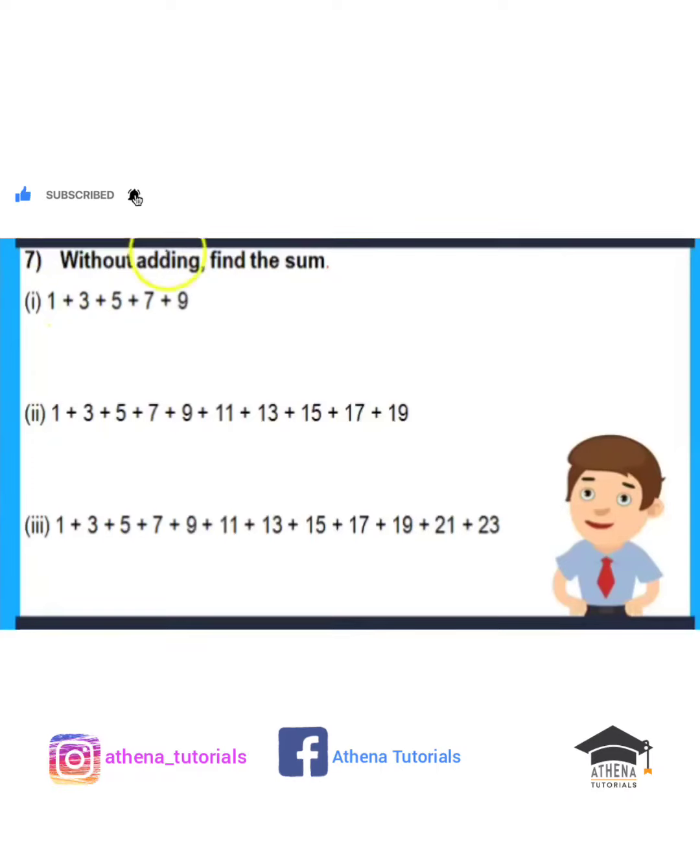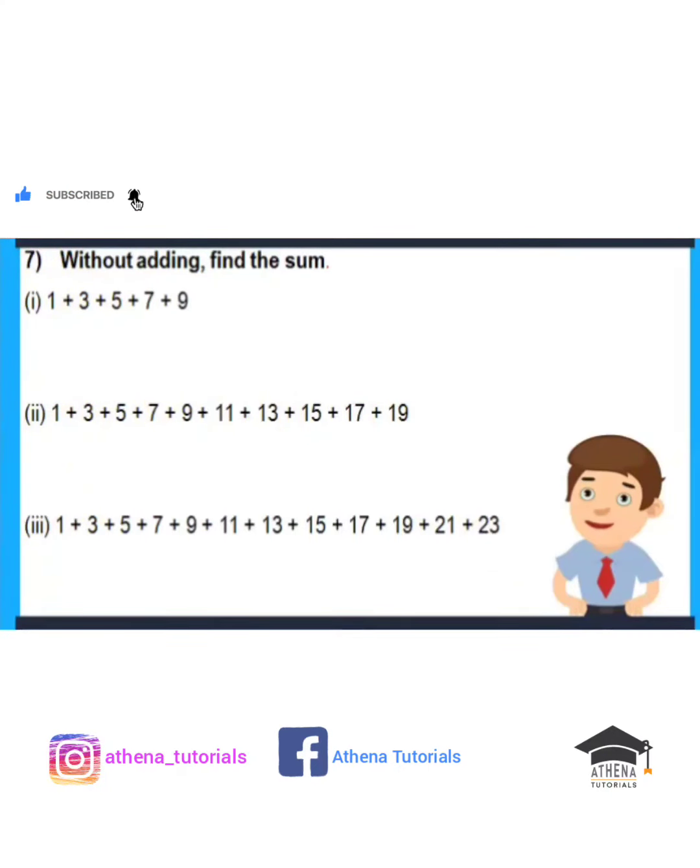The question says, without adding, find the sum. In this question, we need to find the sum, but the condition is we shouldn't add them. Just observe here, the numbers given are odd numbers like 1, 3, 5, 7, 9. In this series also 1, 3, 5, 7, 9, 11, 13, 15, 17 and 19. So this also continues with 21 and 23. And it is starting with 1.